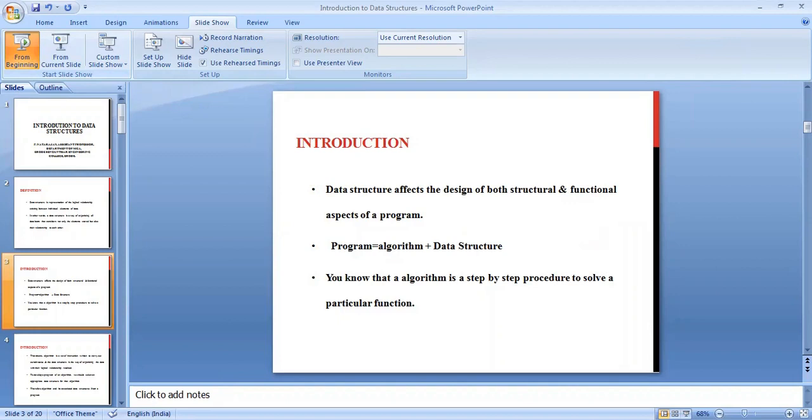Today's topic is Introduction to Data Structures. Everyone knows about this topic. Those who are from a computer science background know this particular topic. It's a very interesting topic.